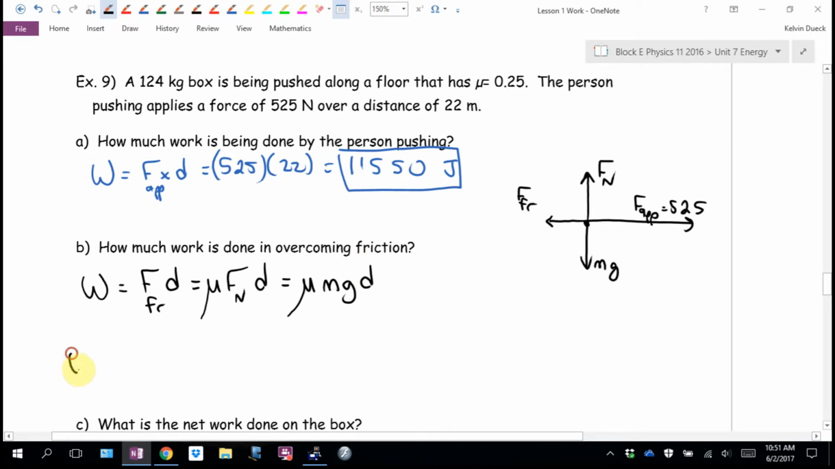Okay. The work done by friction is going to be, hey, Connor, what's mu? What's mu? 0.25. M was 124. G, yeah, and not negative because we're in scalarville here. Work is a scalar. D.